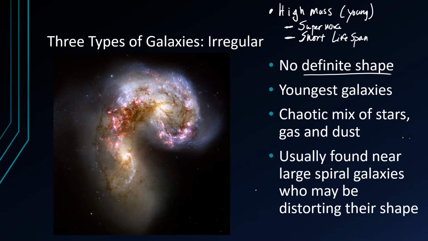And so these types of galaxies are going to be very chaotic, very, very dynamic, changing all the time. Now, sometimes we can find these near large spiral galaxies, which can distort their shape due to gravity.